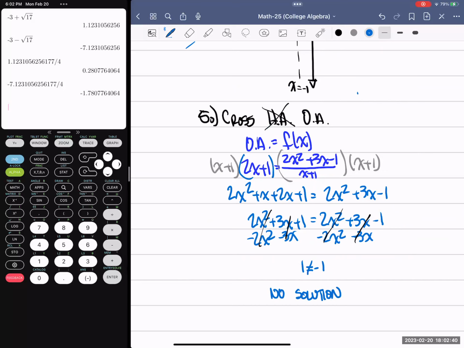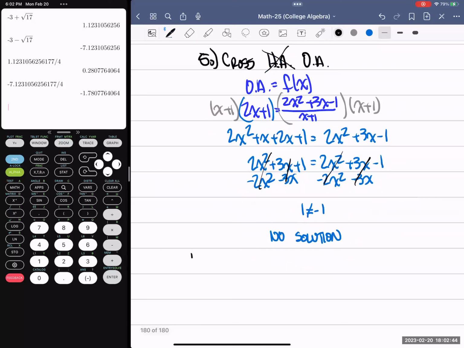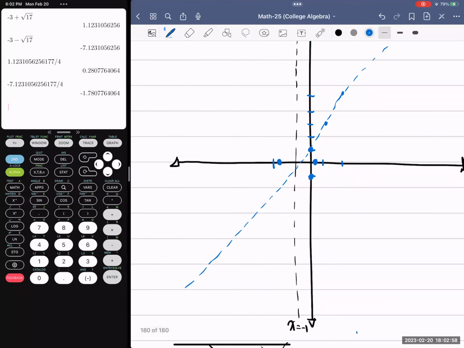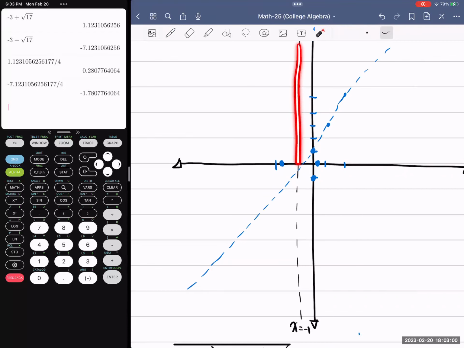So now let's see for step number 6, pick more points. Let's see if we have to pick more points or what points we should pick. We know we're never going to cross our vertical asymptote because that's where our function's undefined. In step number 5, we found out that we're never going to cross our horizontal or our oblique asymptote.